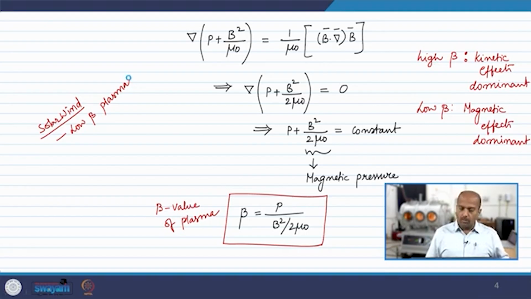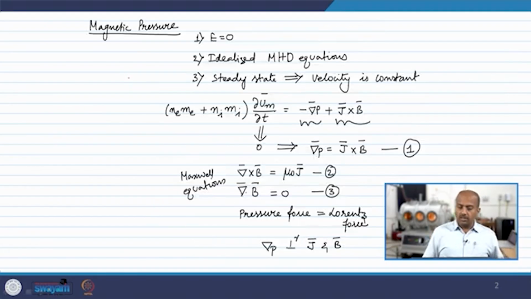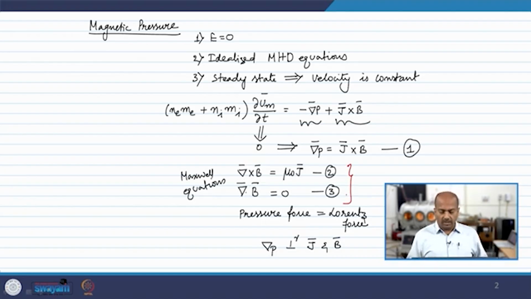Okay. So, this is the basic understanding of magnetic pressure. If you just go back, what we started with is an idealized MHD equation, and we used these two Maxwell equations in combination with this, and we imposed a condition that there are no electric fields and the plasma is moving in a steady state. If the plasma is moving in a steady state, we made the change of velocity with respect to time to be 0. Then we realized that the pressure force is completely balanced by the Lorentz force.